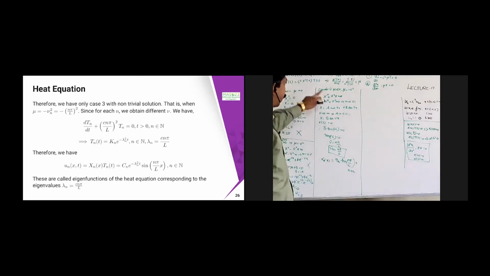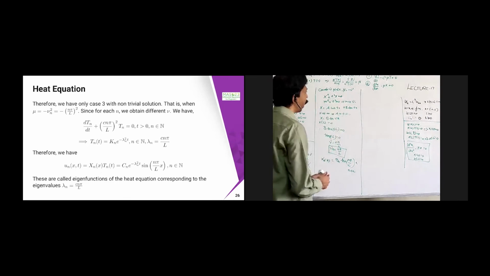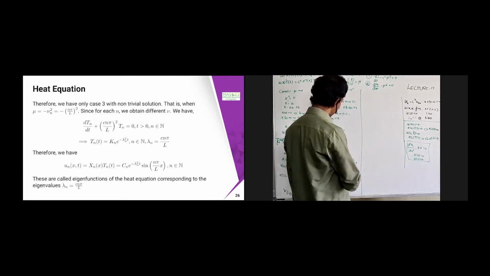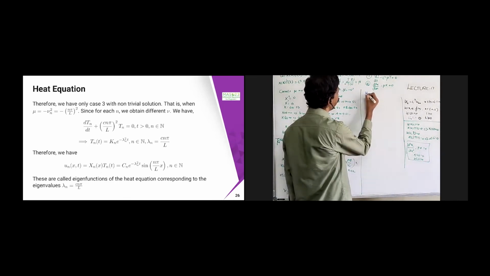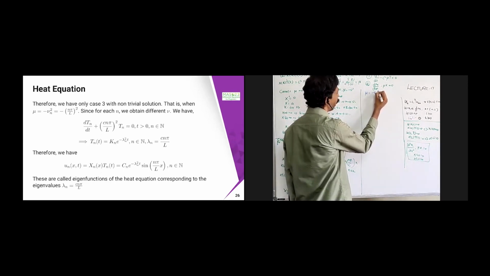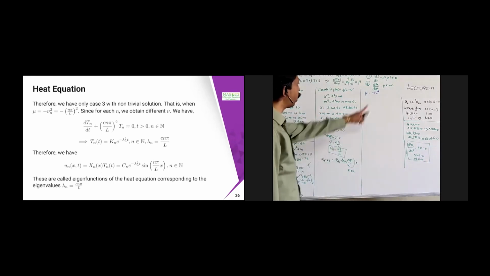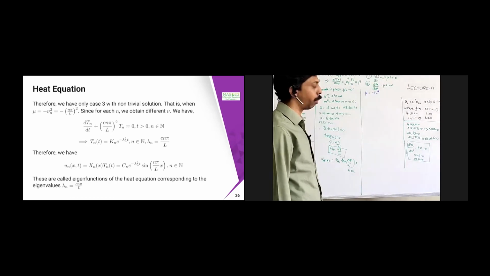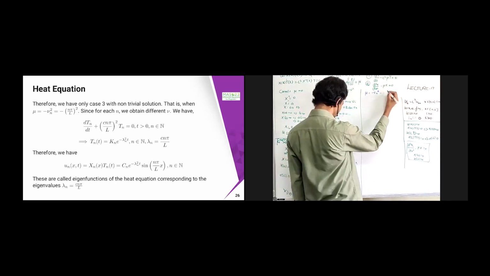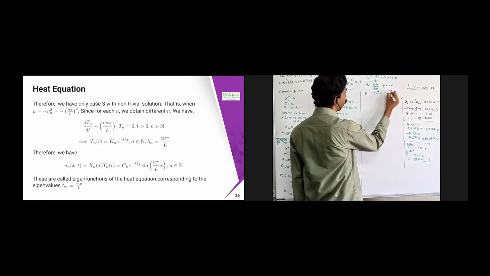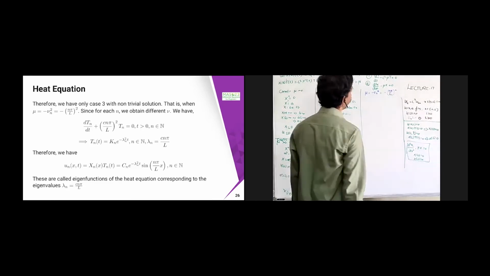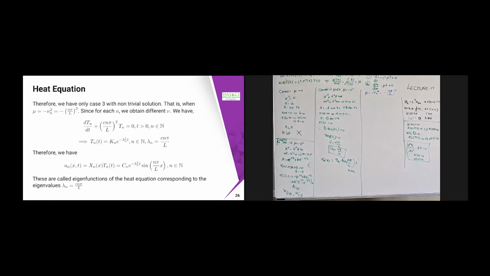So only case 3 is the case where we have a non-trivial solution, that is when mu is equal to minus lambda squared. What we got is mu_n equal to minus (n pi / L) whole squared. Now we solved only the second problem. For each n we are getting a different mu. Therefore, now we are going to solve the first problem.